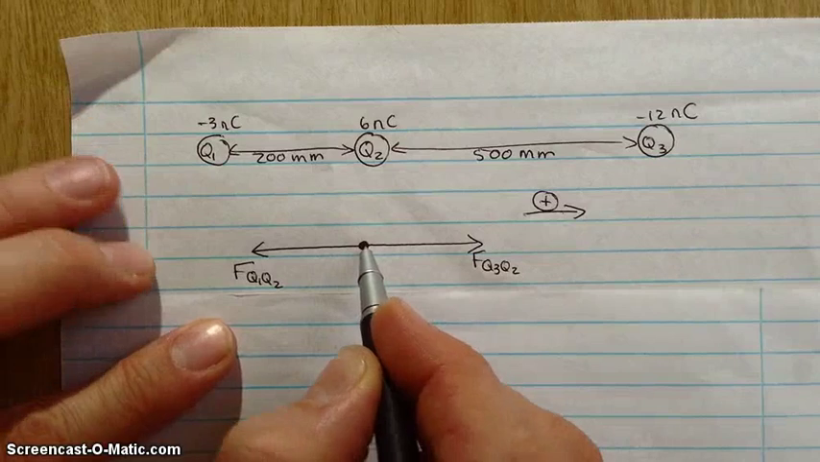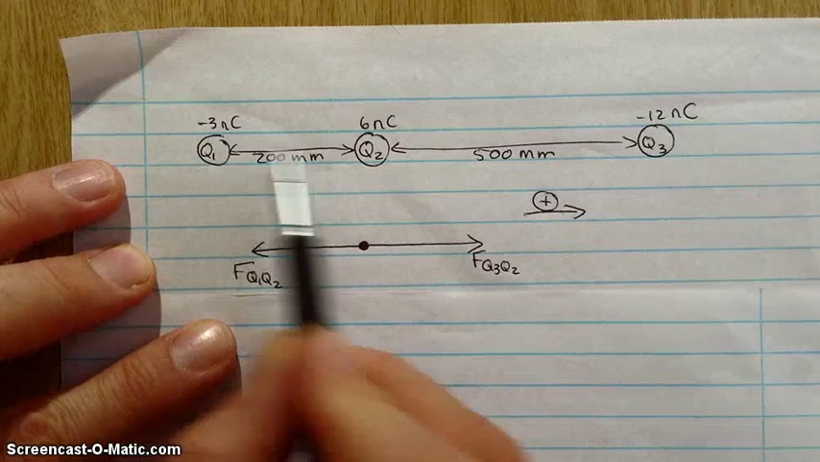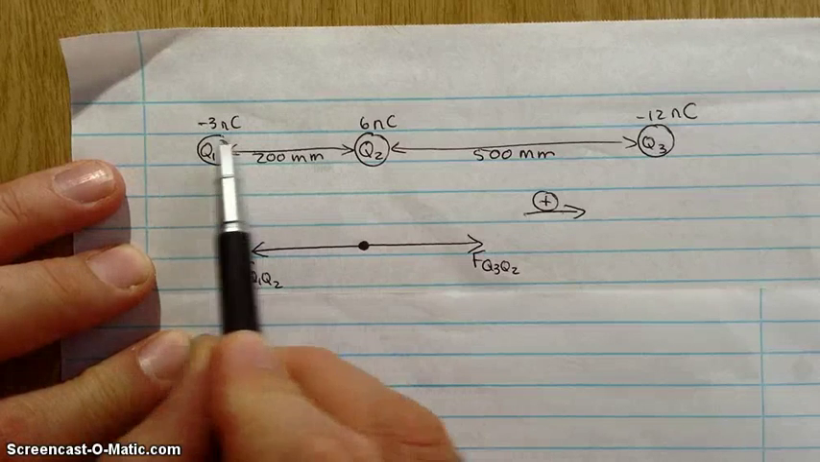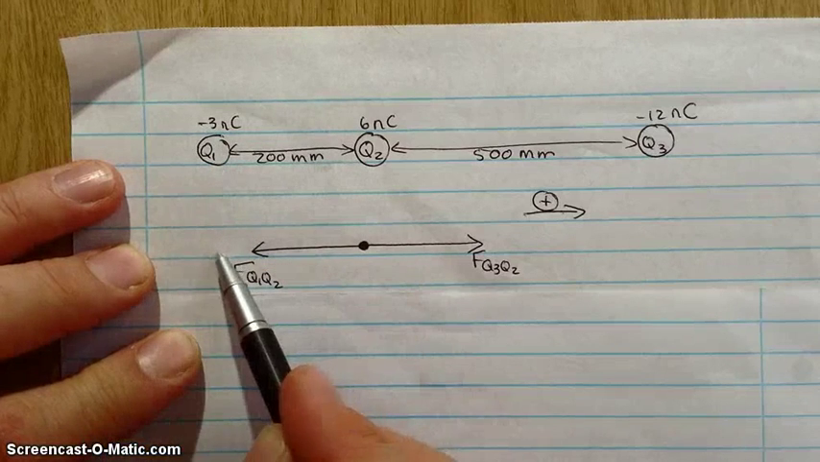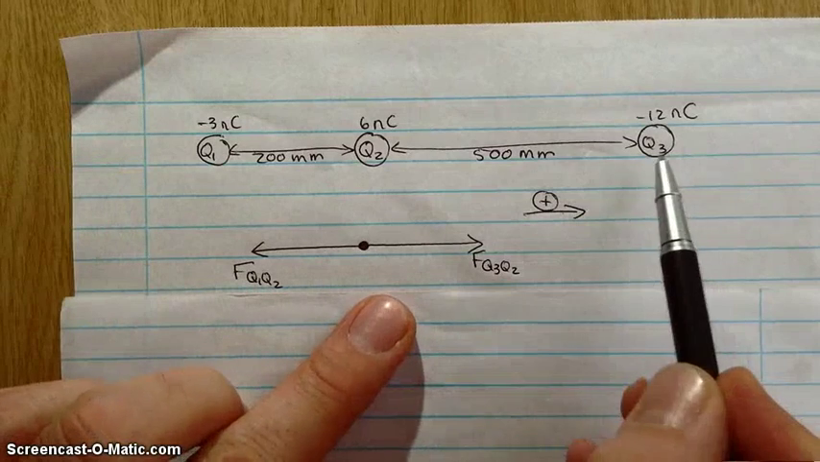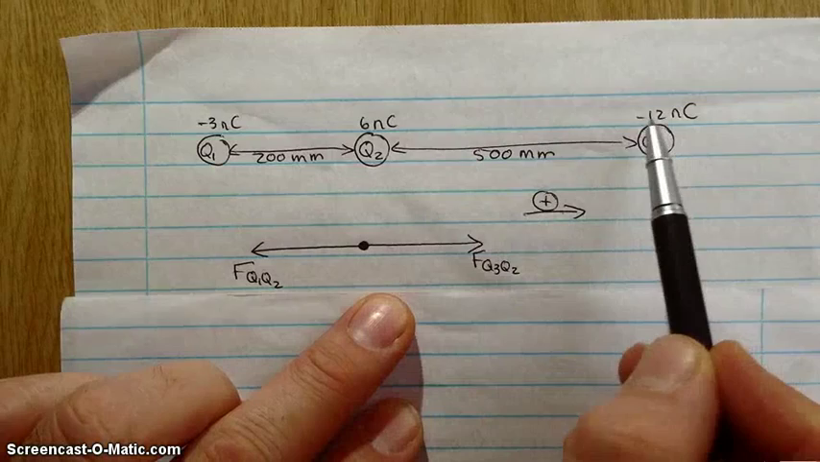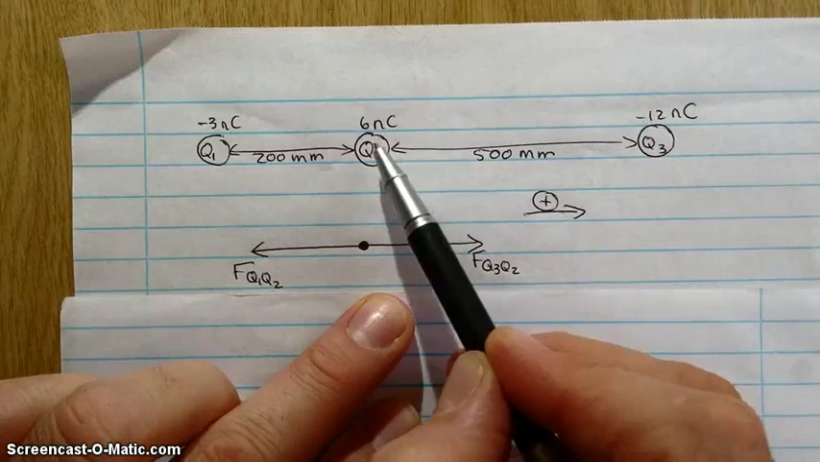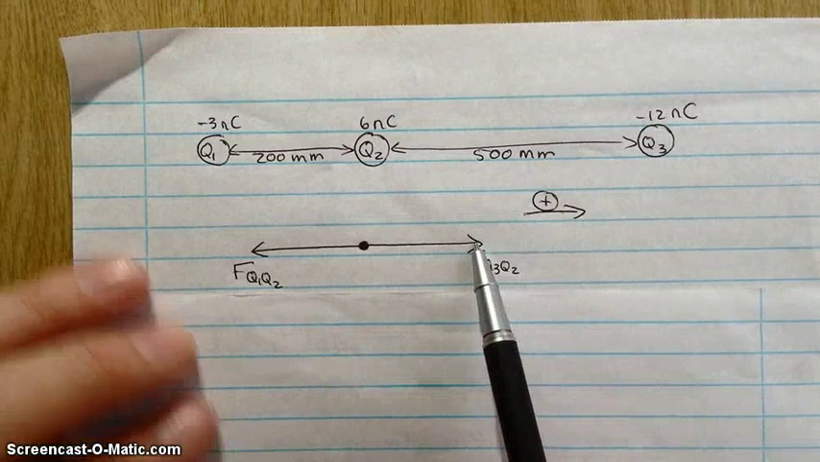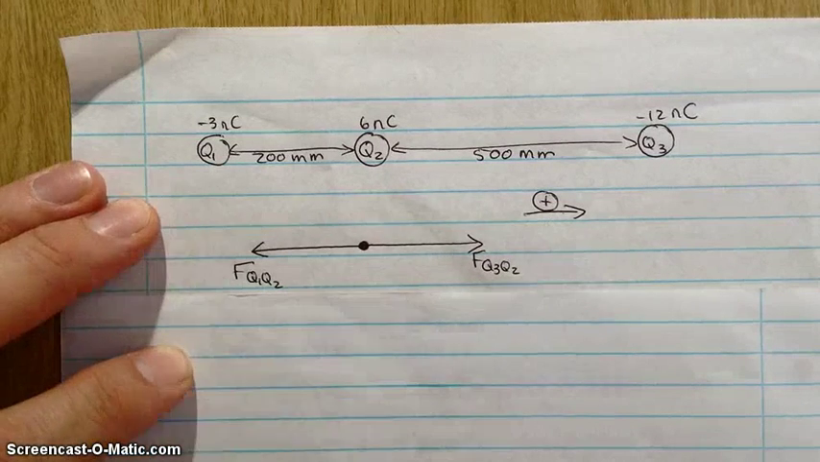So Q2 becomes my dot, and then I'm looking at the influence of Q1 on Q2. Therefore, it's a negative charge. It will attract Q2 to the left, so the force of Q1 on Q2. The influence of Q3 on Q2 is a force to the right because it's a negative charge that will also be attracting the positive charge to the right. I then choose my direction to the right as positive for my calculations.